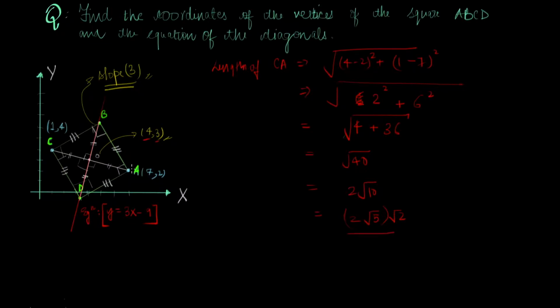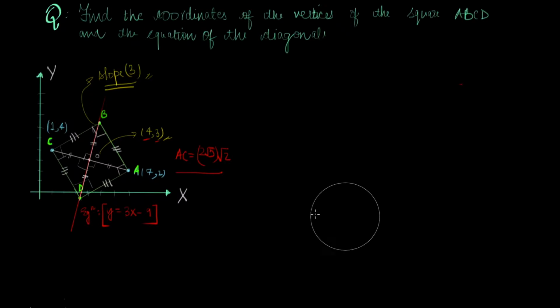Now that we know that the length of AC is 2 root 5 times root 2, and there's a reason why I write it like this, which I'll explain right now, we can actually work out the length of AB. Because if you look at triangle ABC, we know that AC square equals CB square plus BA square. And why is that? Because that's the Pythagoras theorem. This is a right angle triangle right there. Therefore, we have this relation: the hypotenuse square equals the sum of the squares of the perpendicular sides.